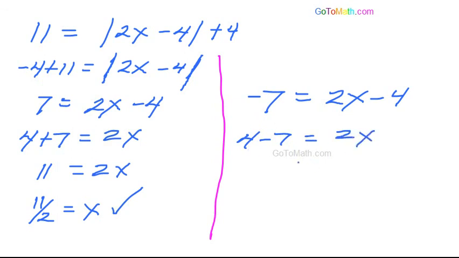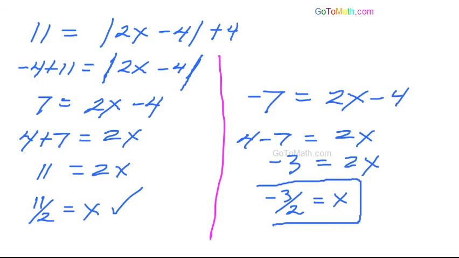Alright, and so now we're left with what? 4 minus 7 is negative 3. Alright. Negative 3 is equal to 2x. Take the 2 diagonally down. Alright, so there's the other solution. We'll box them in just for the heck of it.